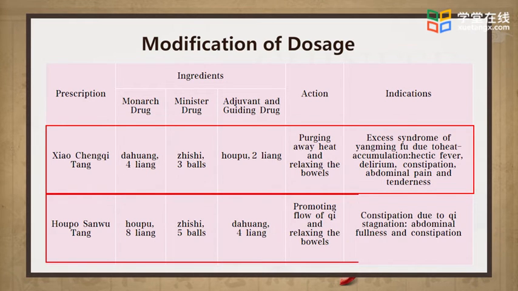While when 厚朴 is increased to 8 liang, equals 240 gram, it will become the monarch drug. And 枳实 is increased to 5 pieces, equals 25 gram, as the minister drug. 大黄 is modified to be the adjuvant drug. It is named 厚朴三物汤, applied for constipation due to qi stagnation, manifested with abdominal fullness and constipation.